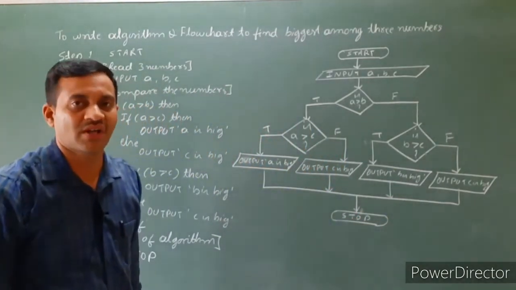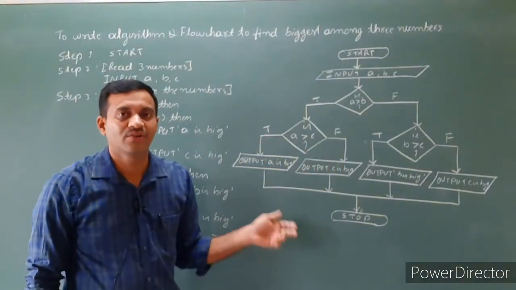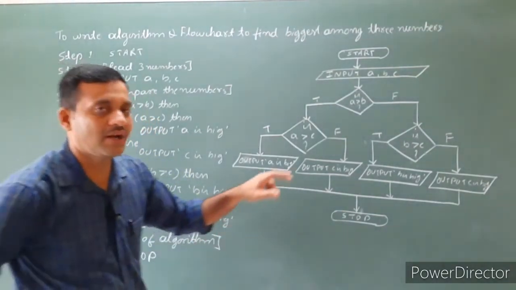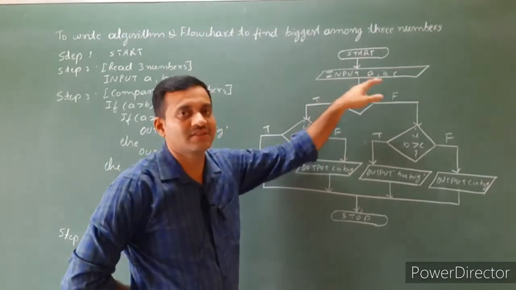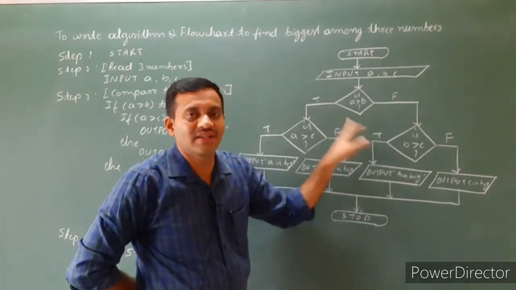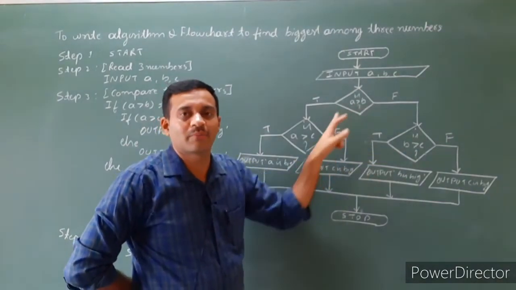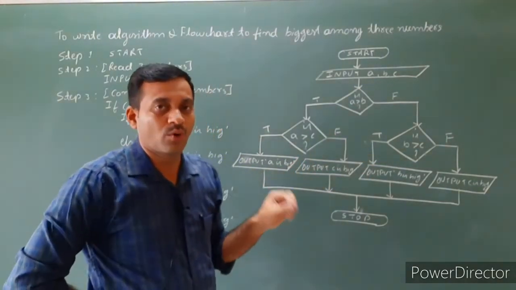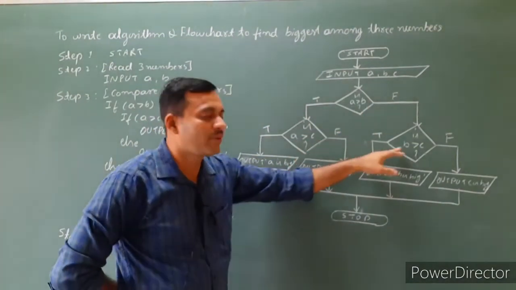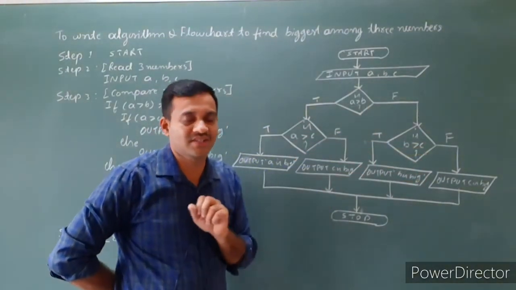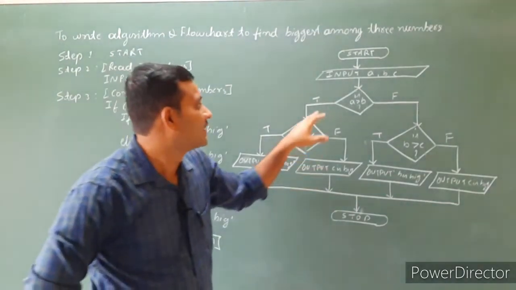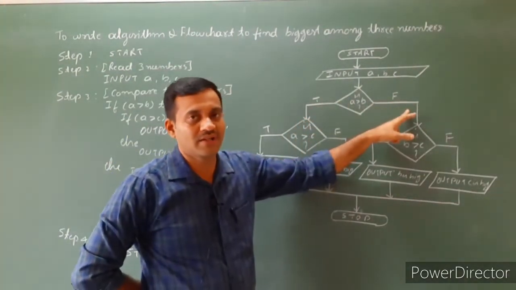This is the flow chart to find the biggest among 3 numbers. Carefully observe. First we read the 3 numbers A, B, C. Then we have to take a decision. There are 3 decisions represented in a rhombus. So A greater than B, A greater than C, B greater than C are the 3 decisions. Here we call them test conditions. All test conditions return either a true or false result.